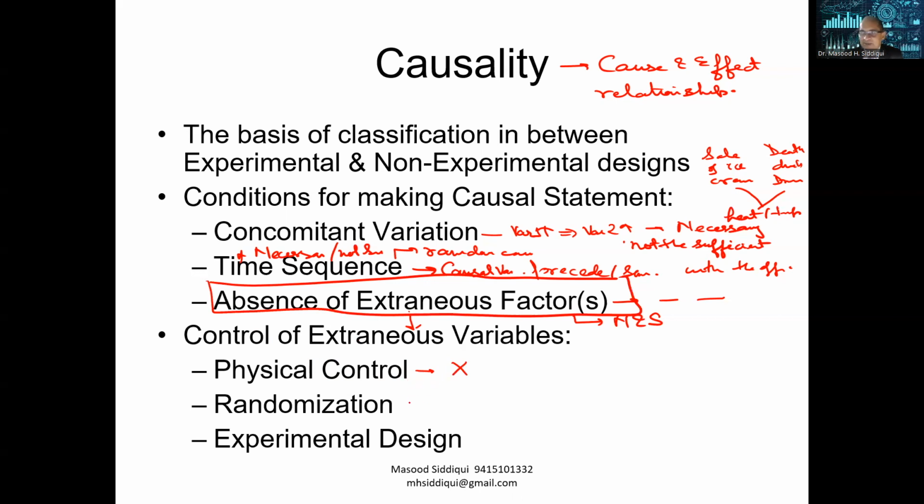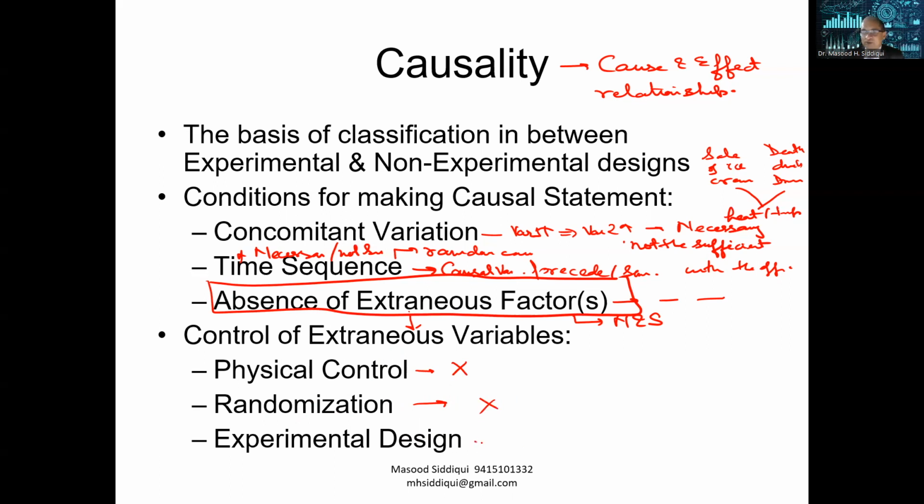The next one is the randomization, right? That we assign random units to both the cause and effect factors, and try to control the extraneous variable. So randomization in itself is not enough to control or make absent the extraneous factor. So it is not possible in real life that only randomization can achieve absence of the extraneous factor.